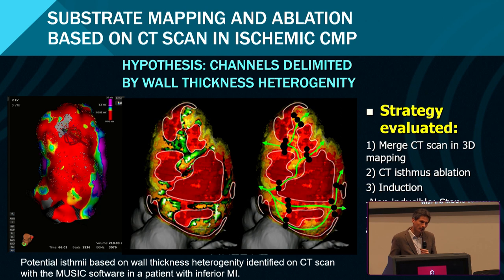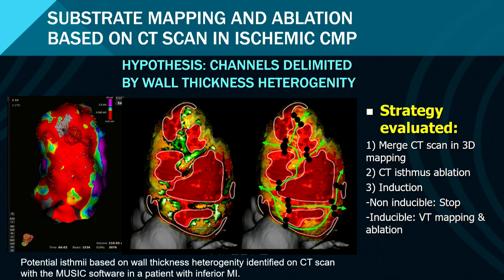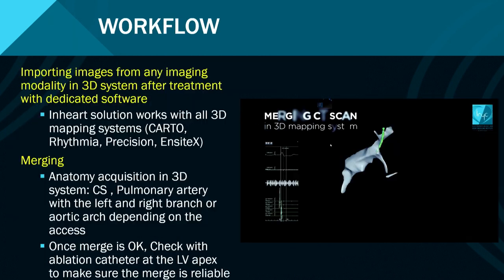So in practice, the first step after having the CT scan treated with the software is to get a good merge. That's a key point, because if the merge is not good, you can do whatever you want, but you won't be at the right spot. So that's the first point. Then we go for CT-guided ablation, and at the end we try induction. If it's not inducible, we stop the procedure. If the patient is still inducible, we go for further mapping and ablation.